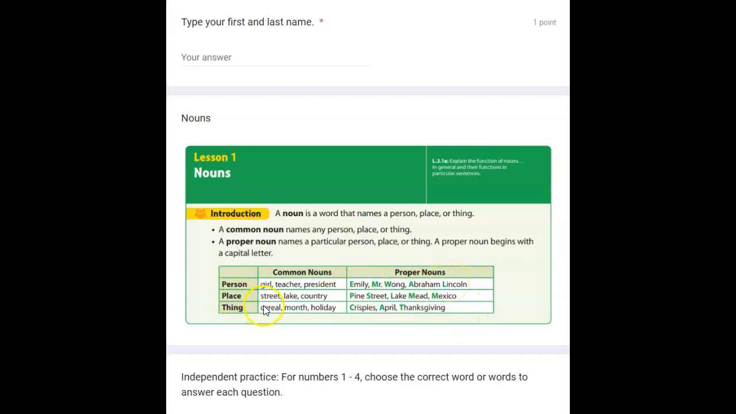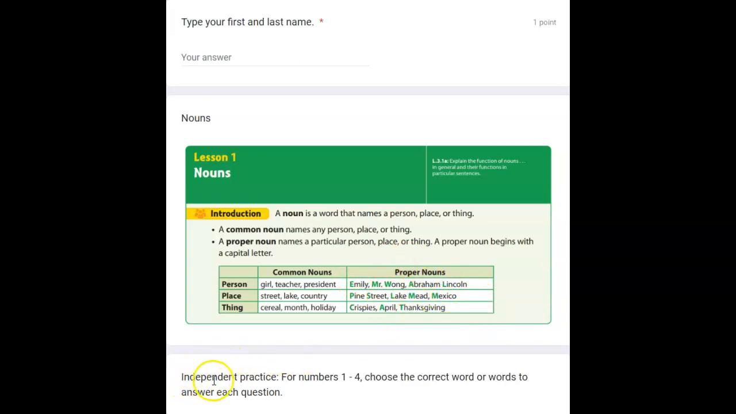A common noun for a place is like the street, okay? But if you say, I live on Pine Street, now you're going into proper nouns. You're giving an exact name of what your street is called where you live. A thing would be, for example, a month, holiday, cereal, okay? So today is considered a holiday. A proper noun would say that this is Martin Luther King Jr.'s birthday or holiday. That's why we didn't have school. So now that's a proper noun.